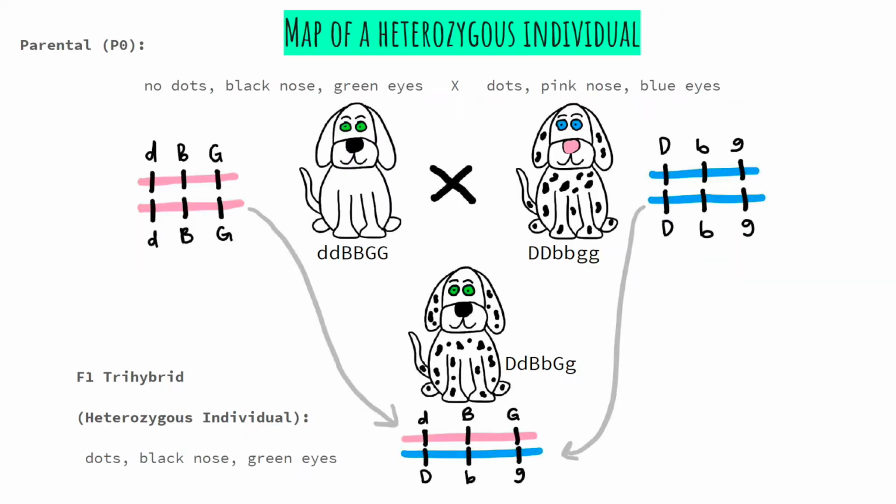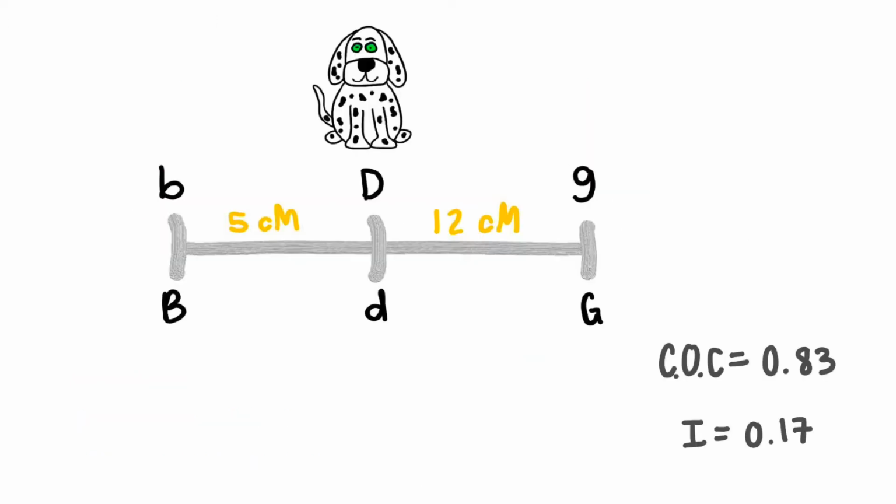right. Starting with the parents, we can see that the mother is purebred for no dots, black nose, and green eyes, whereas the father is purebred for dots, pink nose, and blue eyes. The F1 hybrid is heterozygous. It displays all of the dominant traits but also carries the recessive alleles. This is the gene map of the F1 heterozygous individual's chromosomes.